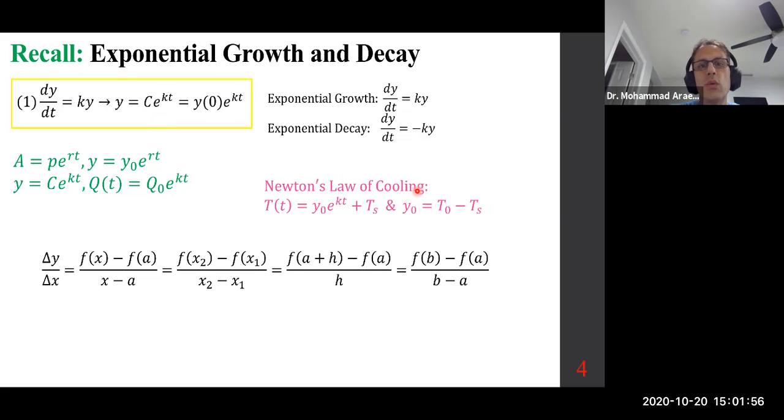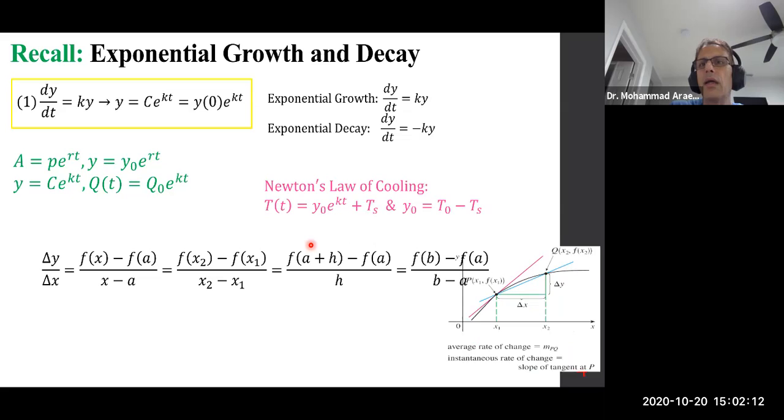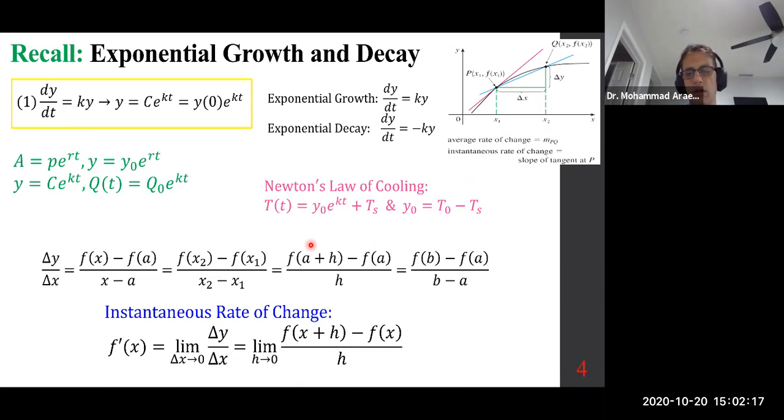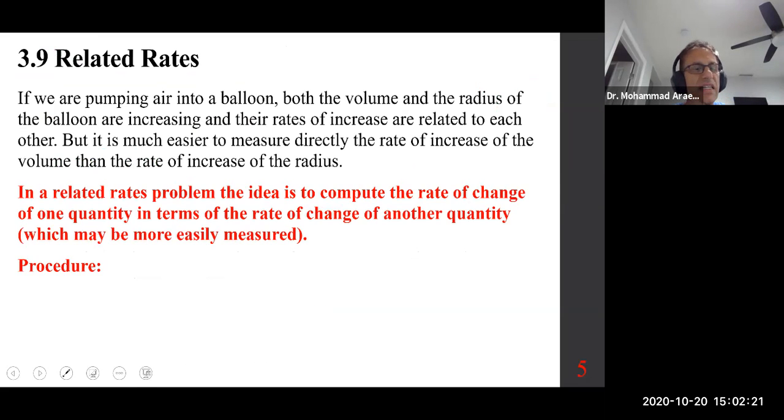Newton's law of cooling was discussed, where capital T represents the temperature, lowercase t is the time, y sub 0 is the difference between the initial temperature and T sub s, which is the surrounding temperature. And then related rates is coming up right here. So let's go to related rates.